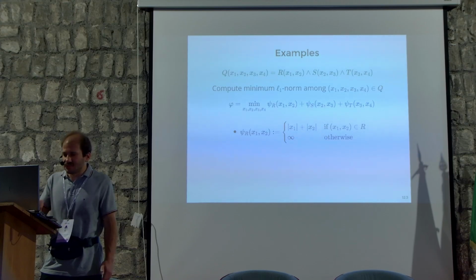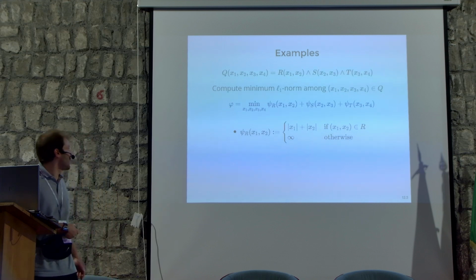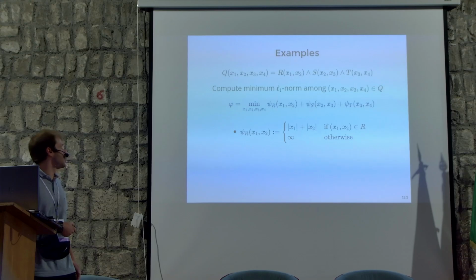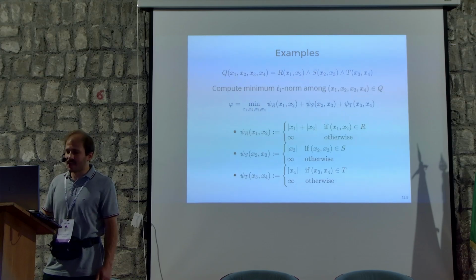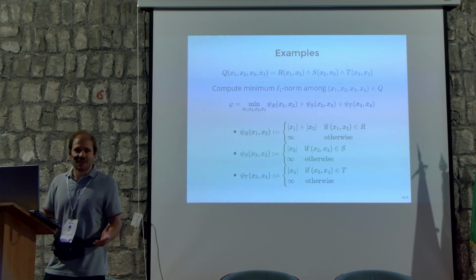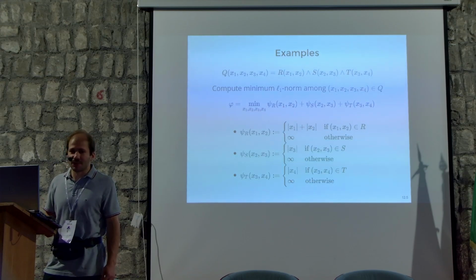Now, why infinity in this example? It's because it's the identity for min. So whenever a tuple x1, x2 does not belong to R, this will be infinite. Therefore, the summation will be infinite. Therefore, it will have no effect on the overall expression. And similarly, we can define psi s and psi t in this way. And now under this instantiation, this SPQ is exactly computing the minimum L1 norm among all tuples in the output. And this is generally how we can use these sum product queries to describe problems in different domains.